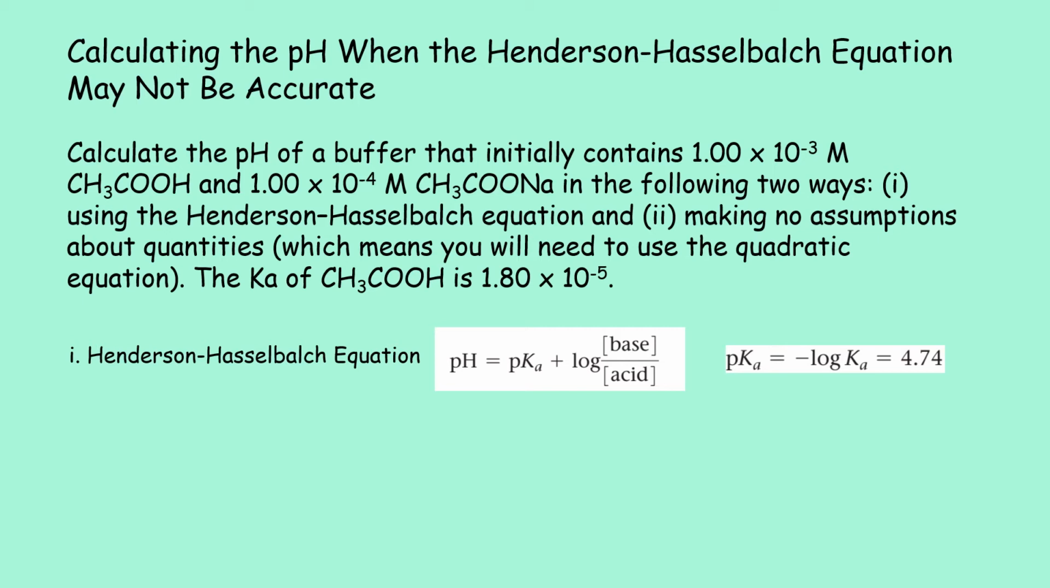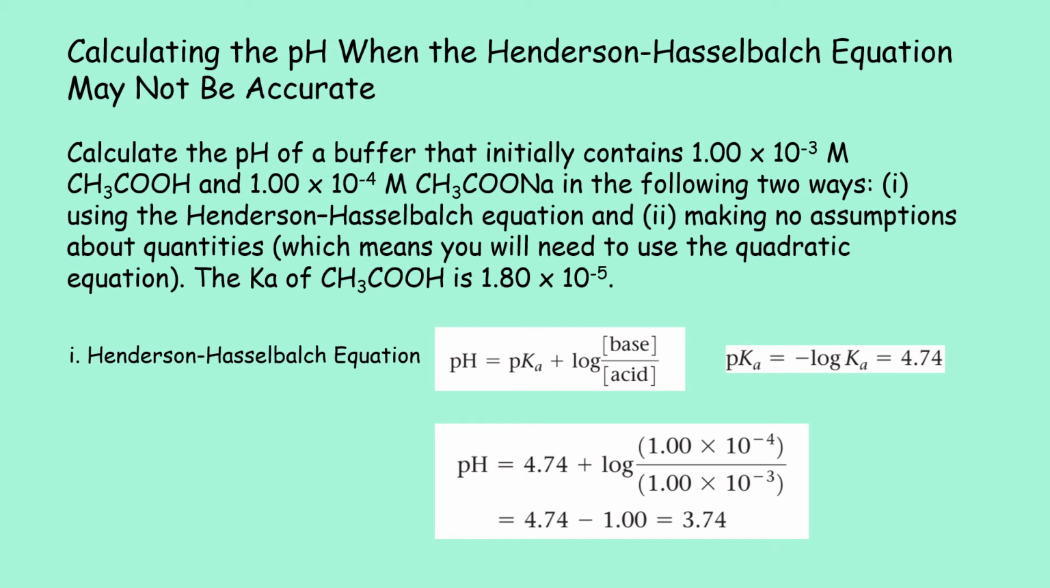So first, we set up our Henderson-Hasselbalch equation. We know that pKa is equivalent to negative log of Ka. For pKa, we already have our value, which is 4.74. So we can simply substitute the concentrations that were given, assuming that they are equilibrium concentrations and assuming that X is negligible and small. Therefore, for the first way, using the Henderson-Hasselbalch equation, our pH is equal to 3.74.